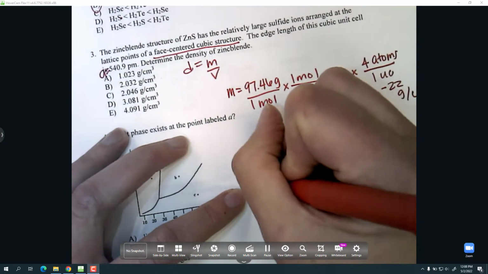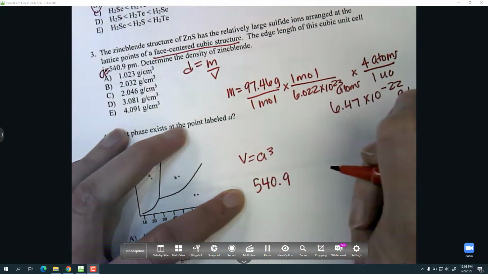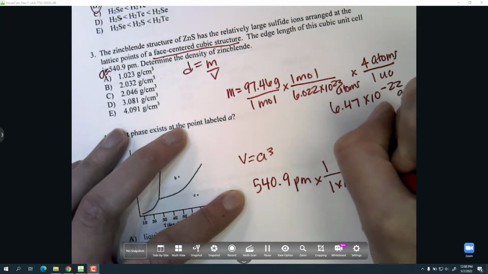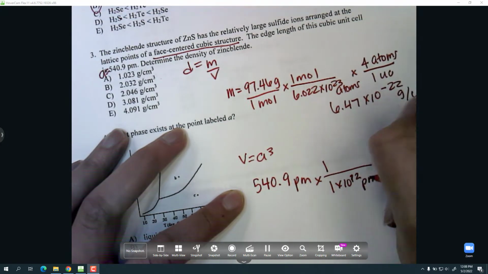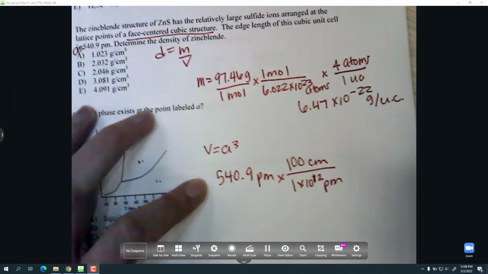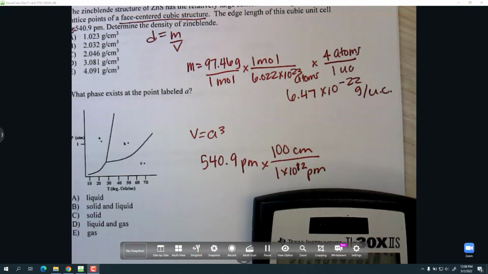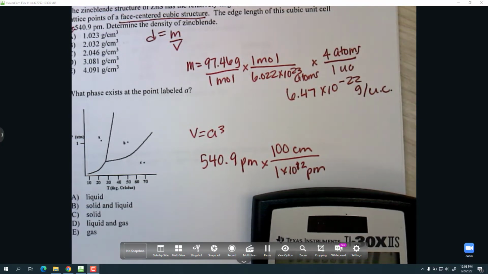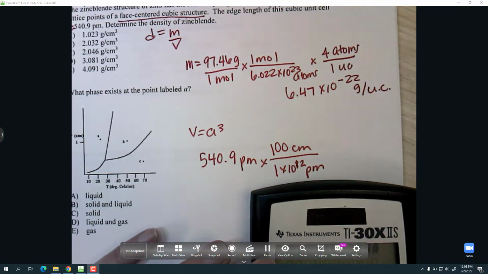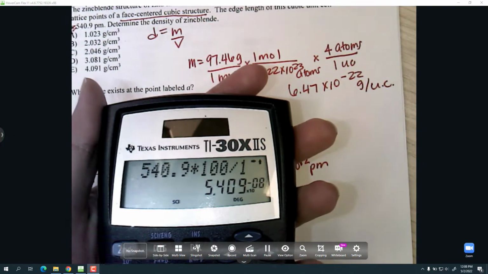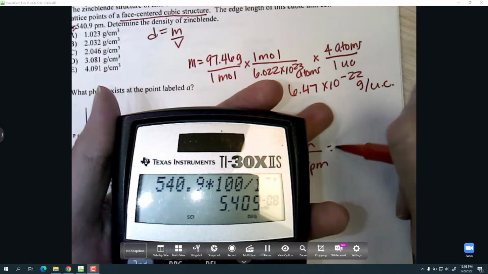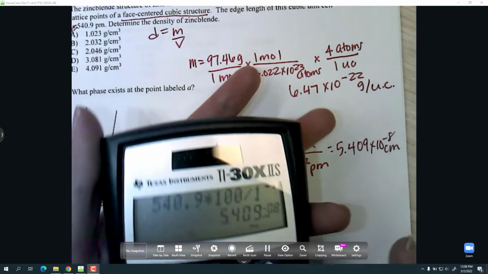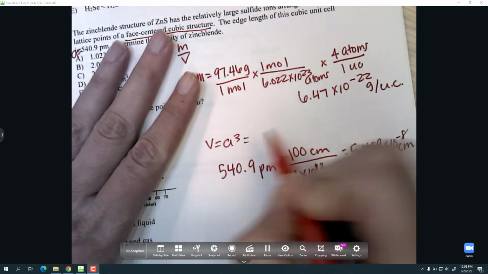You could do it at any point, but 540.9 picometers, I'm going to use that conversion factor, but there are lots of ways you could think about converting that. So that's just my edge length in centimeters. And then for my volume, I will cube it.